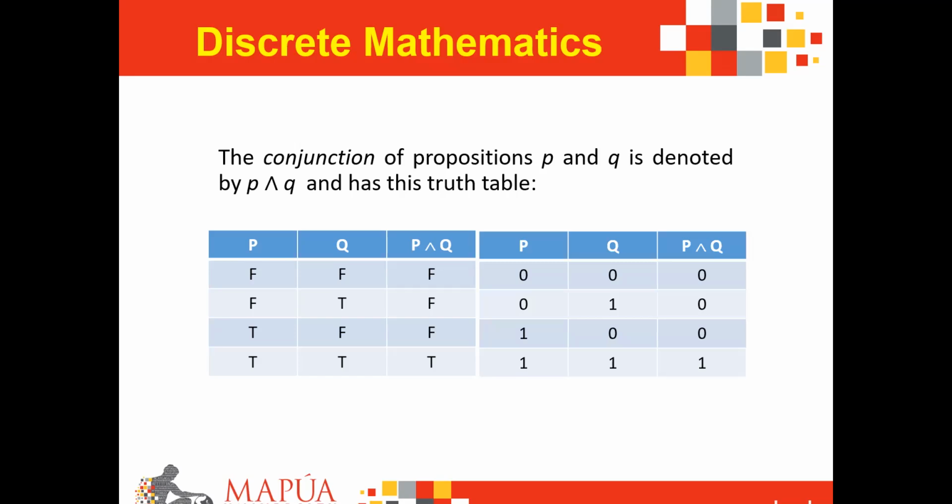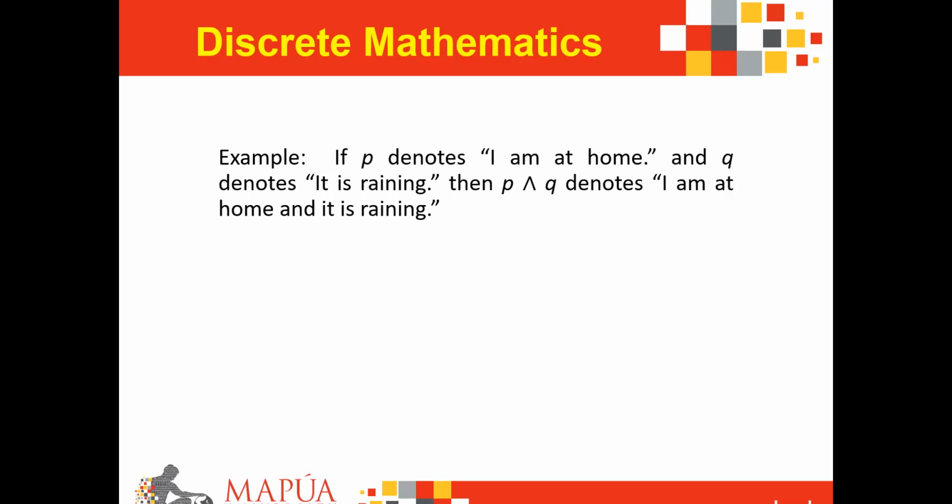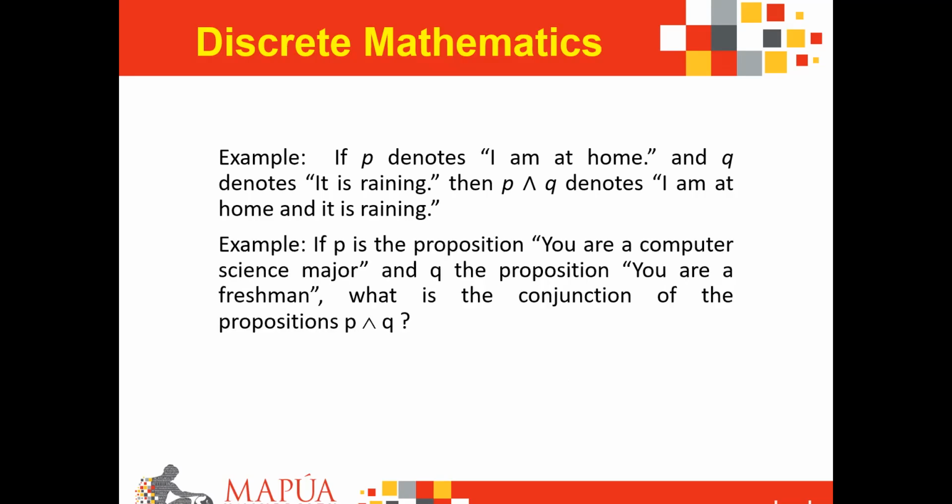This is also seen on your corresponding logical truth table. Let's take, for example, that proposition P denotes I am at home and proposition Q denotes it is raining. Then, when you apply the conjunction connective on these propositions, it denotes I am at home and it is raining.